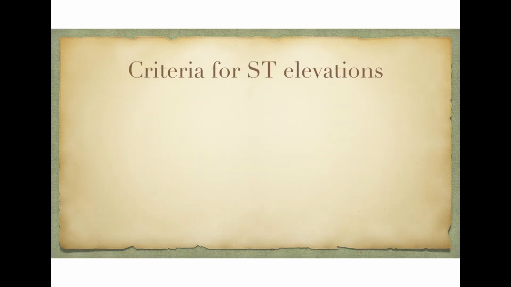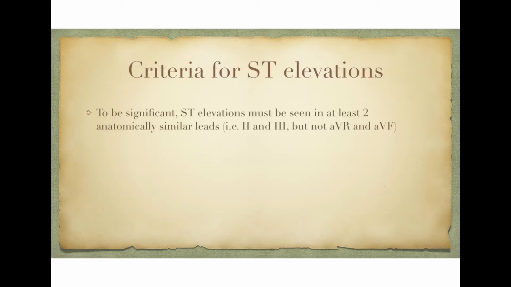Now, when is an ST elevation a real ST elevation? There's some criteria that help to identify whether the ST elevation you're looking at is worrying enough. To be significant, the ST elevation has to be seen in two anatomically similar leads, such as 2 and 3, which would supply the inferior wall. But if you see isolated elevations in aVR and aVF, that's not significant because those two leads are not anatomically associated.